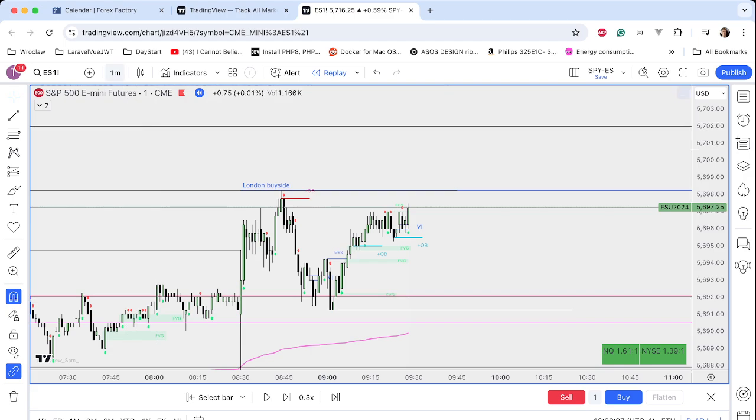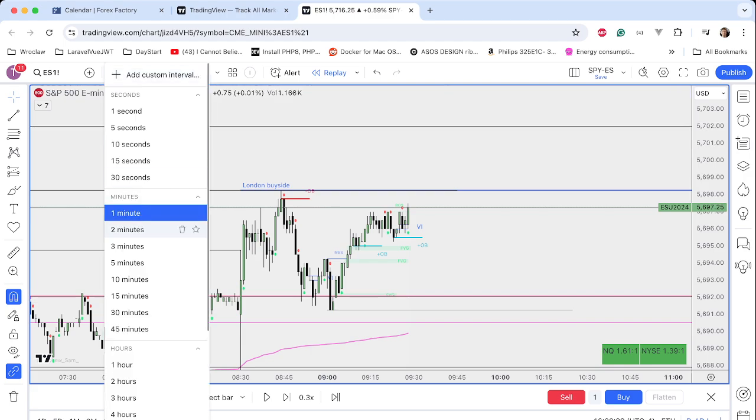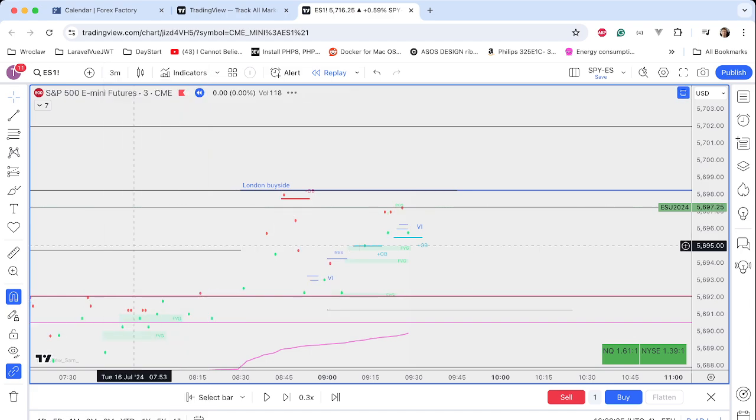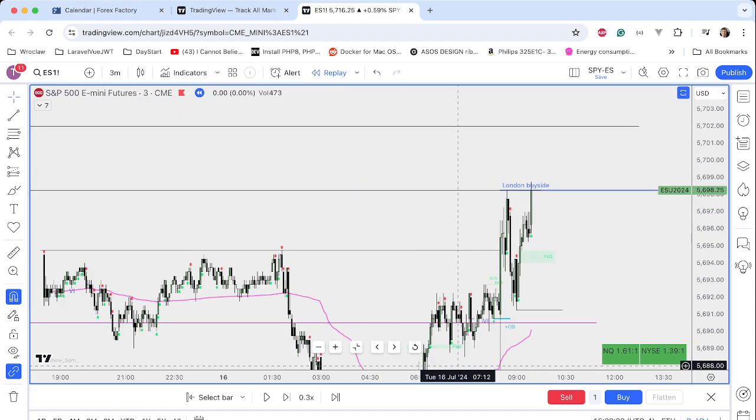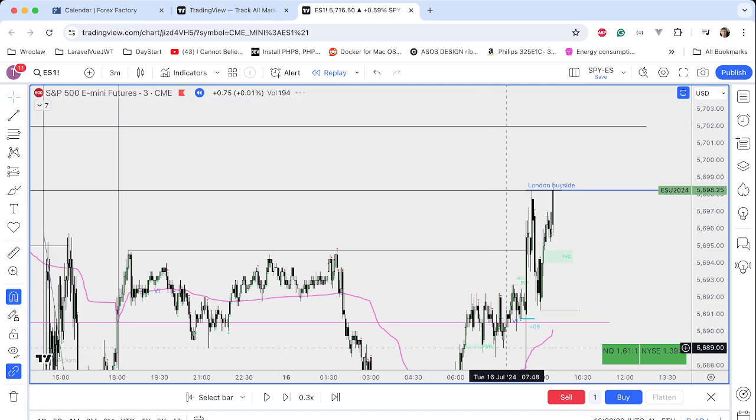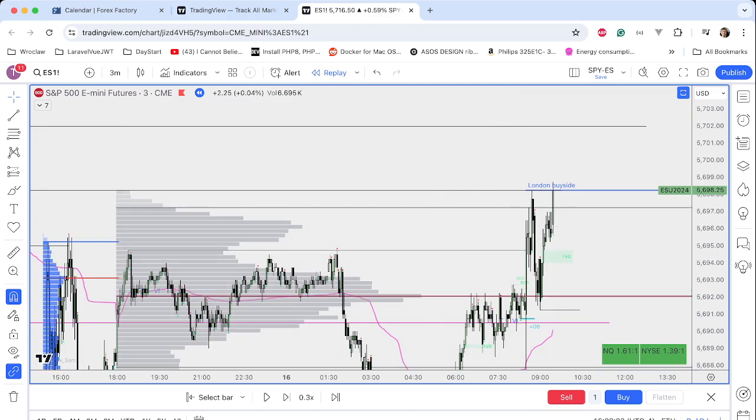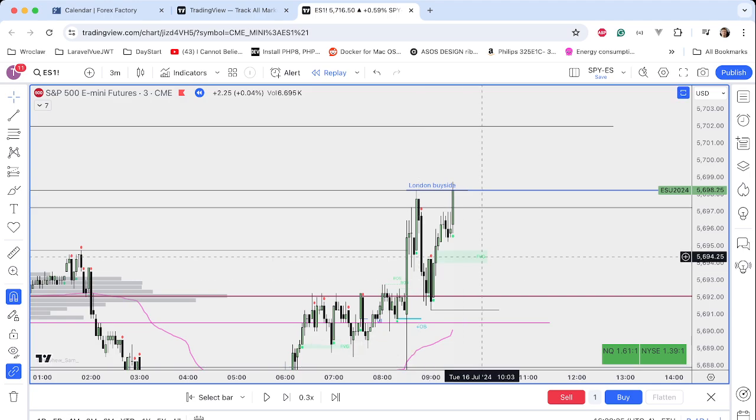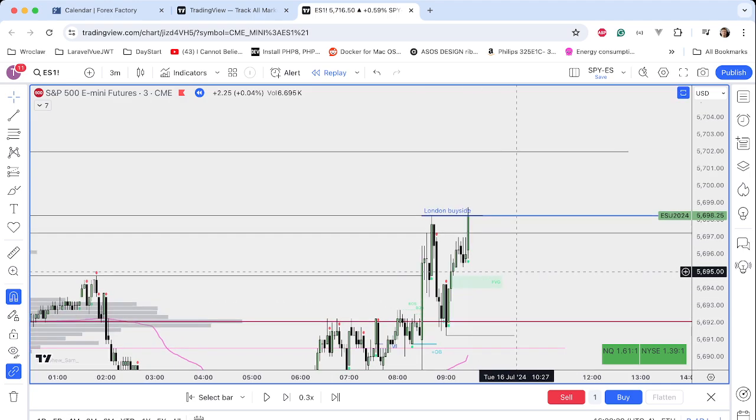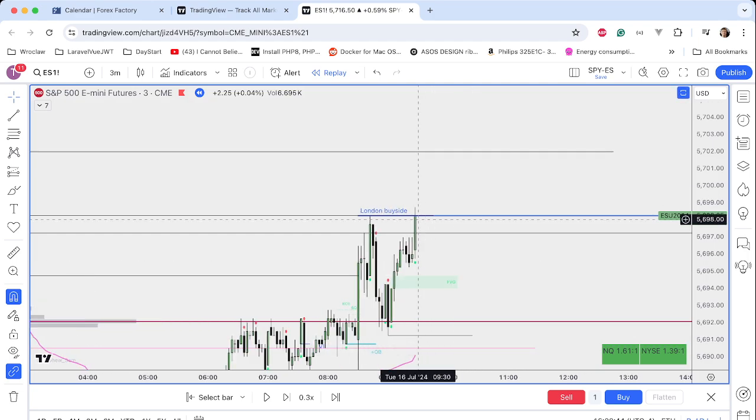If I want to trade with 2 minutes, how about 1 minute? Let's go with 2 minutes. 2 minutes not great. 2.5 would be perfect. I would like to see a little bit. Okay, let's go with 3 minutes, because I want to see other levels. Alright, so we do have this 3 minutes push. We are pushing towards London buy side.